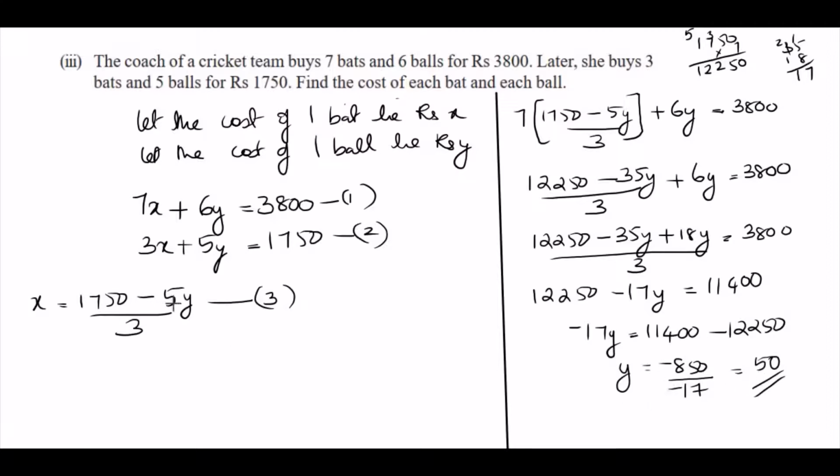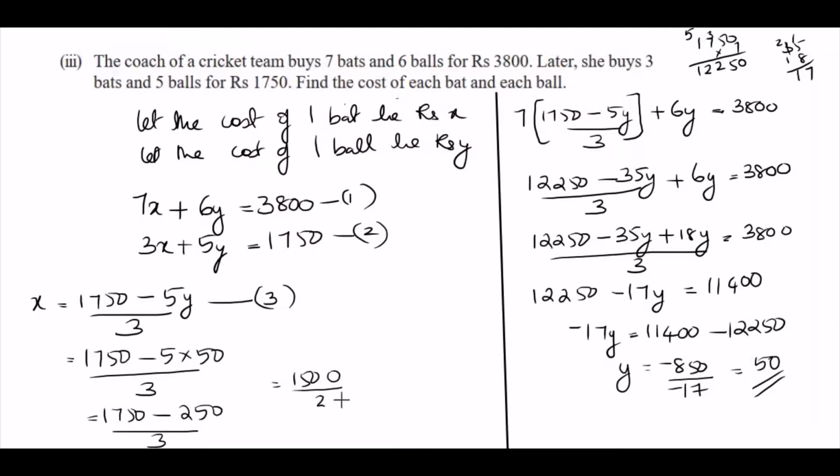Now substitute this y value here to get the x value. That is, 1,750 minus 5 into 50, by 3. That is 1,750 minus 250, by 3. When you subtract 250 from 1,750, you get 1,500 by 3. That is equal to 500. So the x value is 500 and the y value is 50. So the cost of one bat is rupees 500 and the cost of one ball is rupees 50.